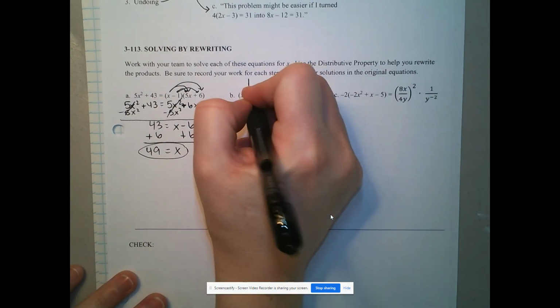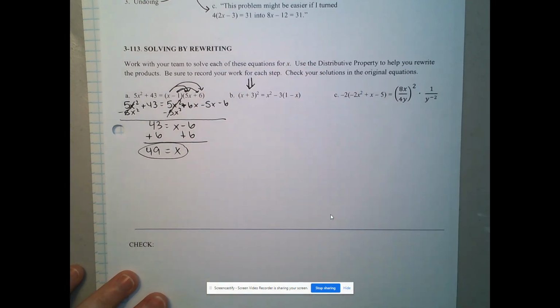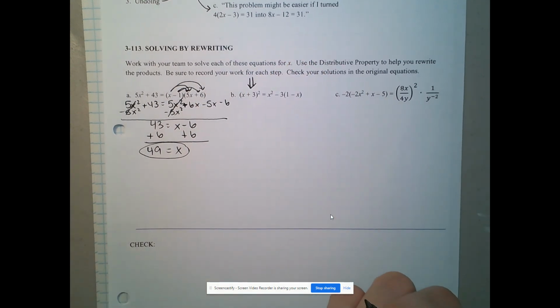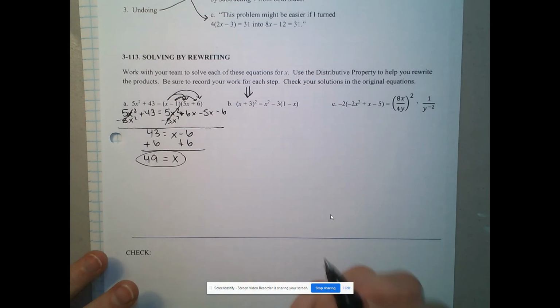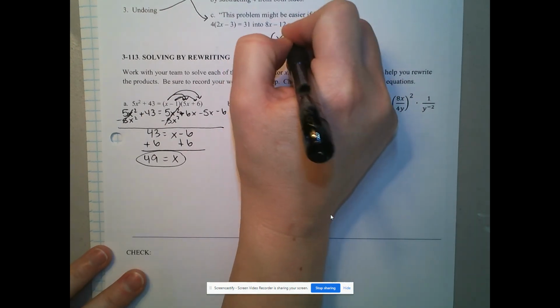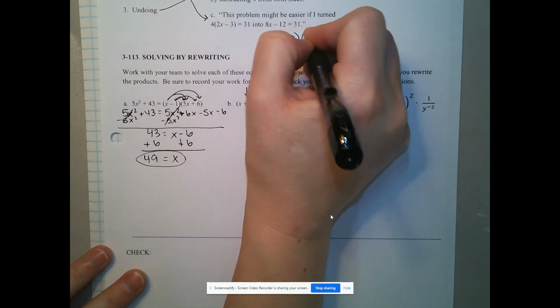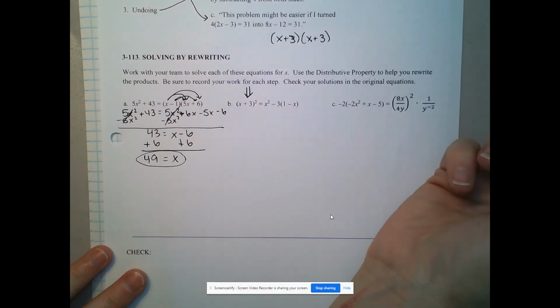Here's the biggest problem that people have, and I've mentioned it in a previous set of notes. People think that they can just jump on x plus 3 times x plus 3, and you can't. You cannot just start squaring things. You actually want to write out x plus 3 times x plus 3 and do that same distributive property.